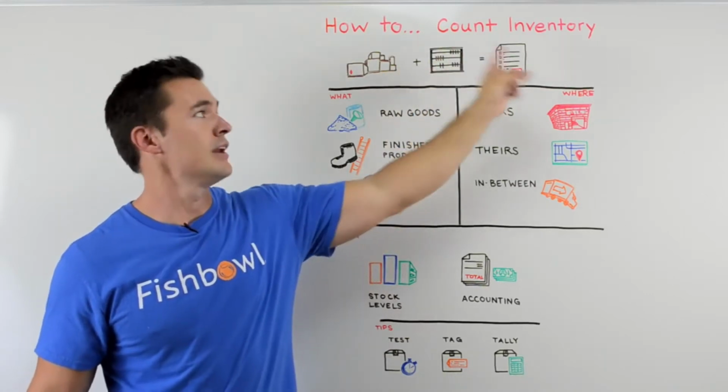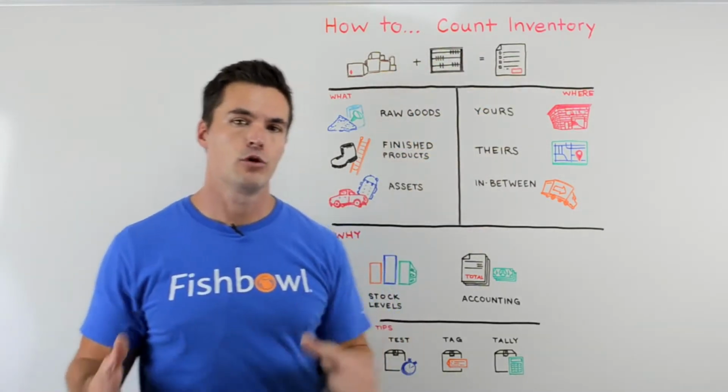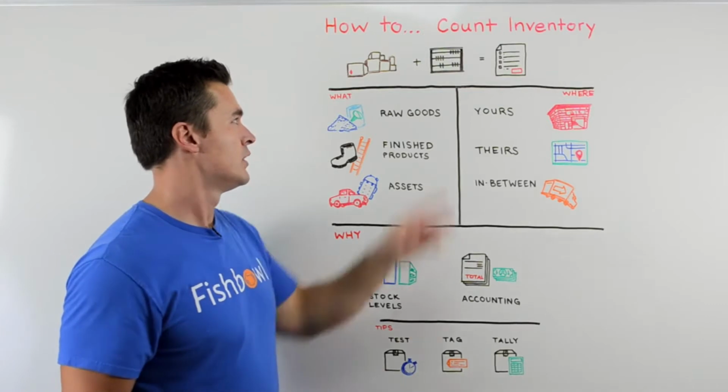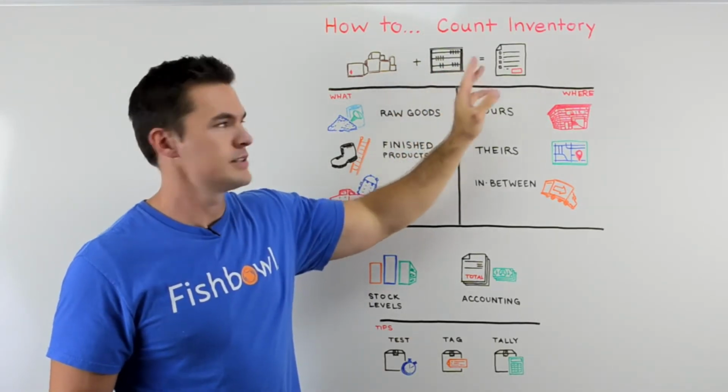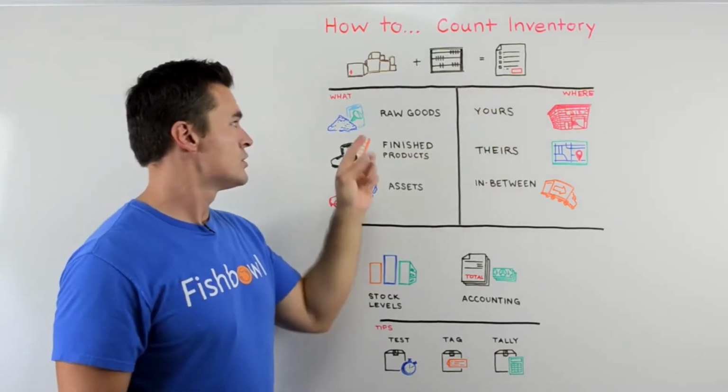How to count inventory, specifically performing a physical inventory count. You've got your goods, your products, you're going to count them, hopefully not with an abacus, and then you'll have your final tally. So, what are we counting?